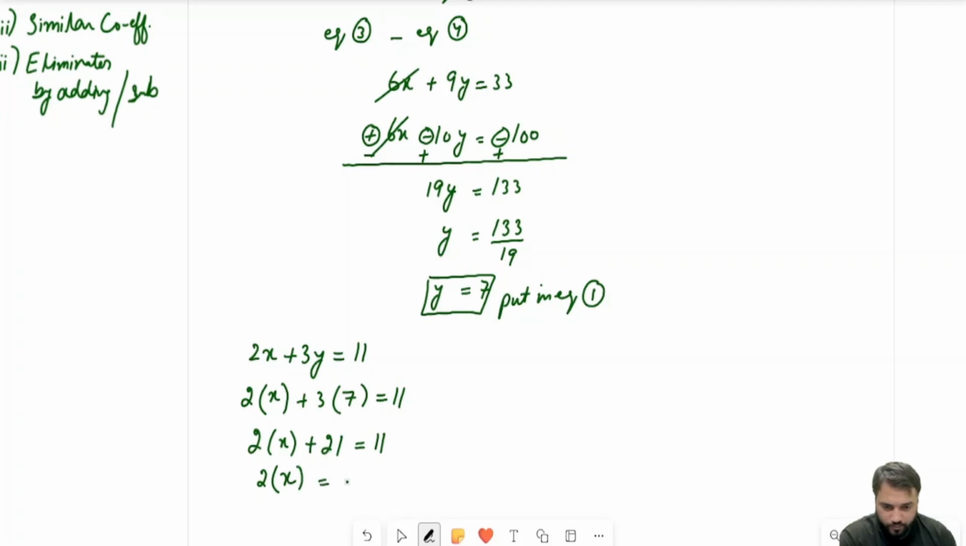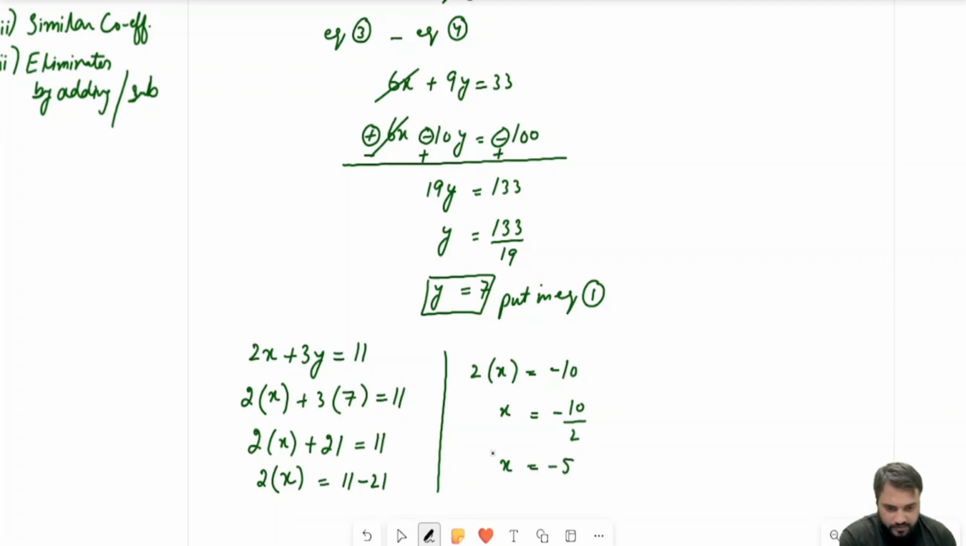When 21 moves, it will subtract: 11 minus 21. 2 into x is equal to minus 10. 2 is multiplying here. When it moves, it will divide. Minus 10 over 2. Our answer for x is minus 5.